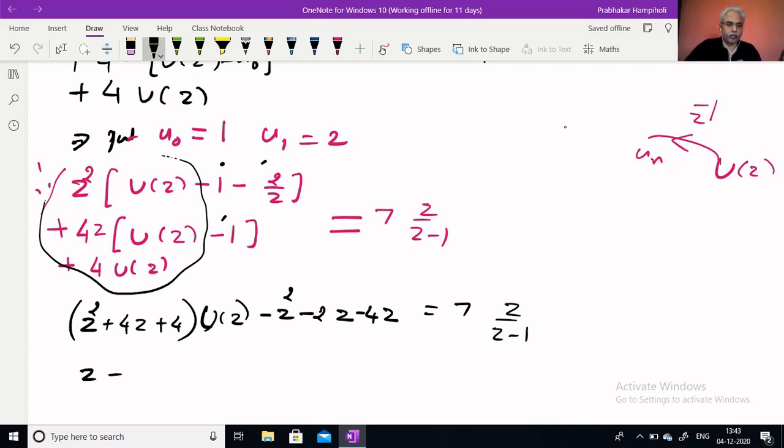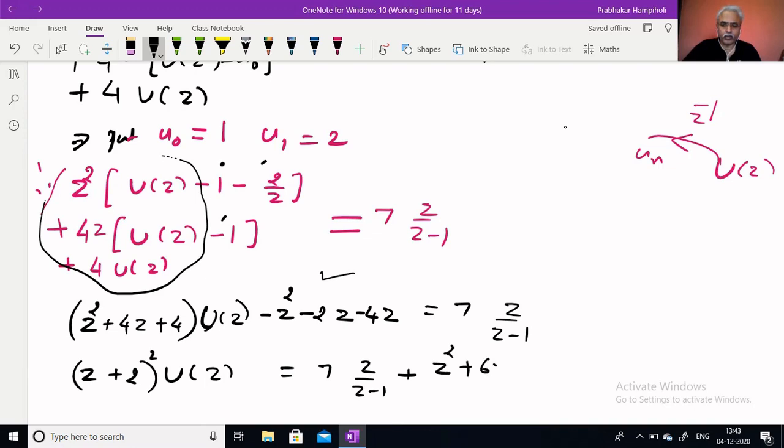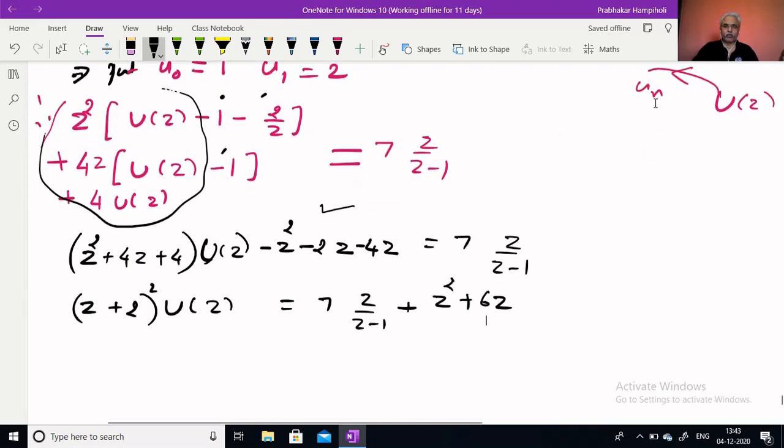So this becomes (z+2)² u(z) equal to 7z/(z−1). I transfer all the negative terms to the right-hand side, plus z² plus 6z. Our aim is to find what u(z) is. Before that, I'll first simplify the right-hand side, keeping (z+2)² as it is.